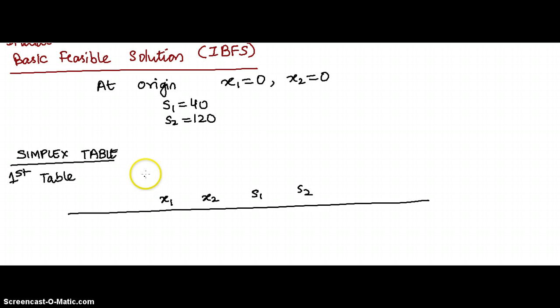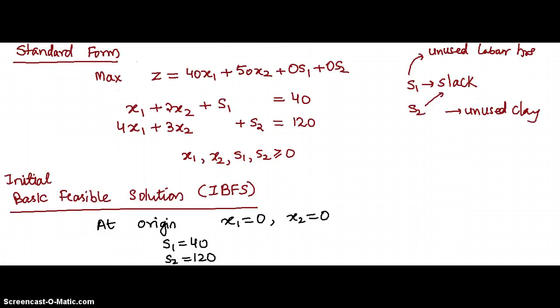Now, next is fill the Cj values. Above this row, we have to write all Cj values. Cj values represent the coefficient of the variables x1, x2, s1, s2 in the objective function.